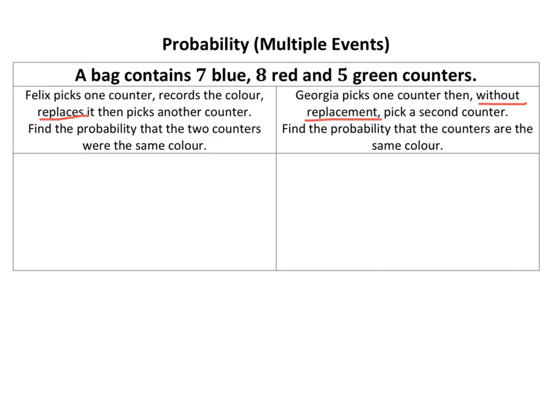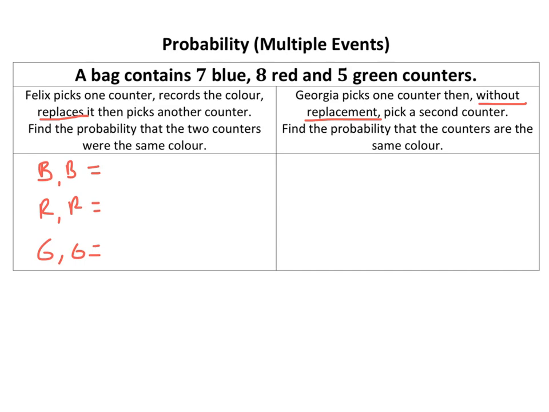So the way I would do it is I want blue, blue. I want red, red, and I want green, green. Okay, they're what I want. So I always list the outcomes first.